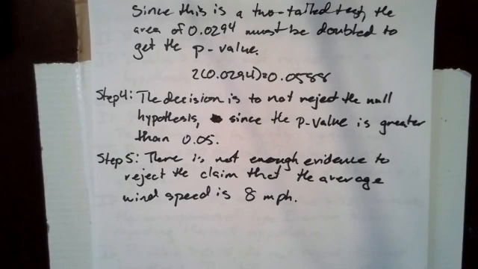Now, remember that if the p-value is greater than alpha, we will not reject the null hypothesis. In this case, the p-value is 0.0588, and alpha is 0.05, so we decide not to reject the null hypothesis. There's not enough evidence to reject the claim that the average wind speed is 8 miles per hour.